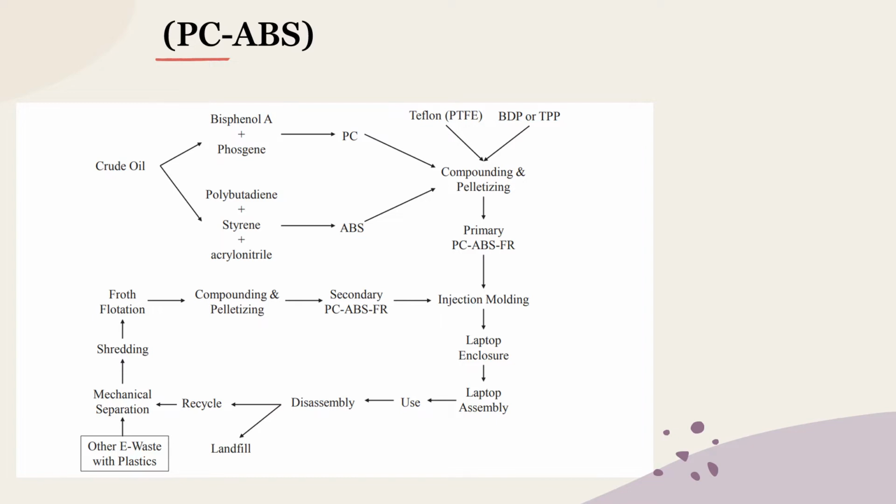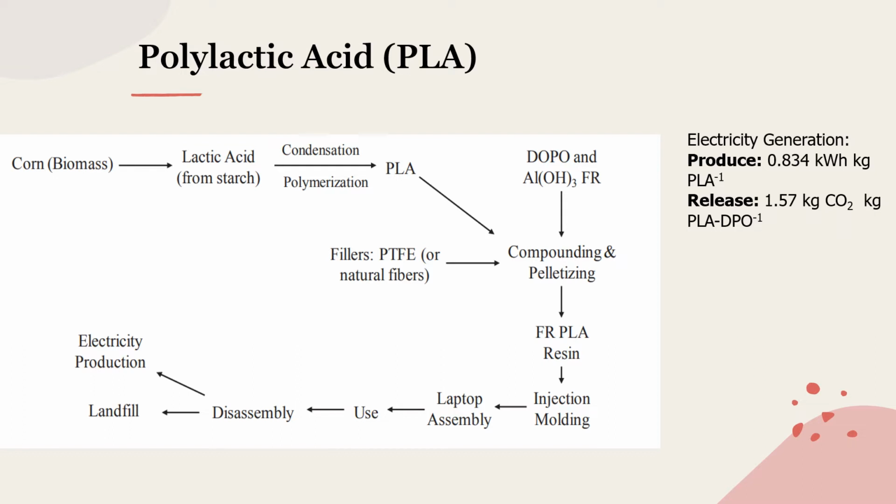because of the cycle of the raw material that is used over and over. For this PLA life cycle assessment, we start with corn, which is a biomass, and then it's a lactic acid, which has a condensation, which leads to compounding, and then leads into the laptop assembly. It has the use of the laptop again, the disassembly, and then instead of recycling, there's two different options. There's a landfill and then the electricity production. So this is a different type of recycling. Therefore, we're using the electricity generated.